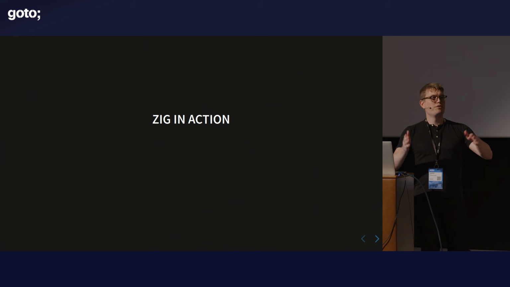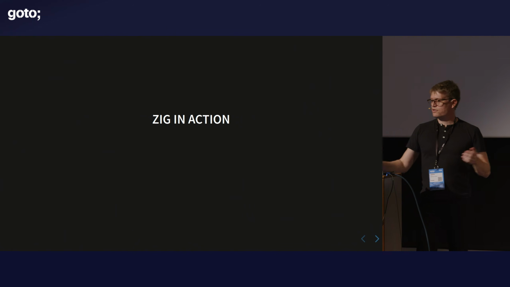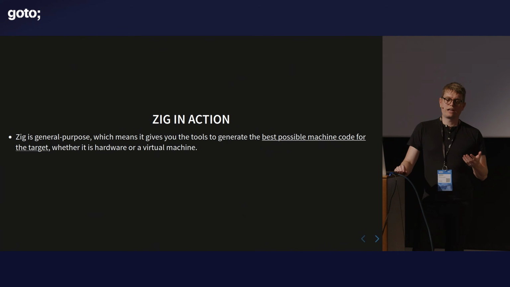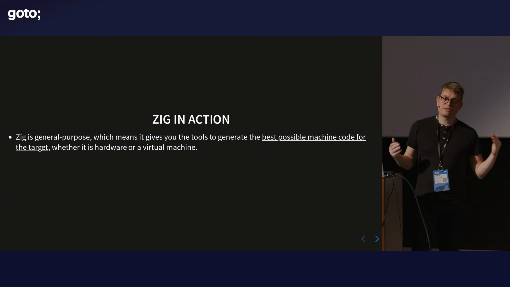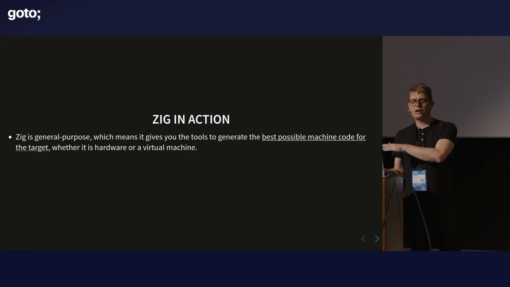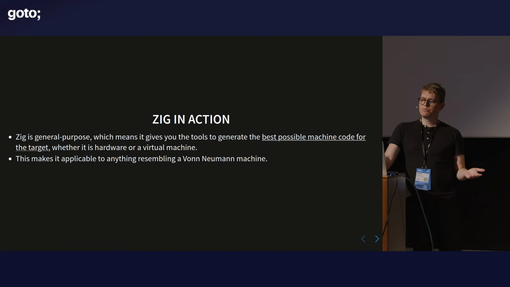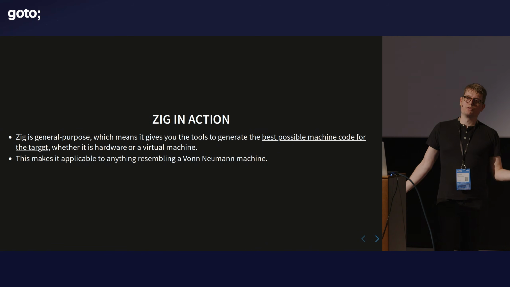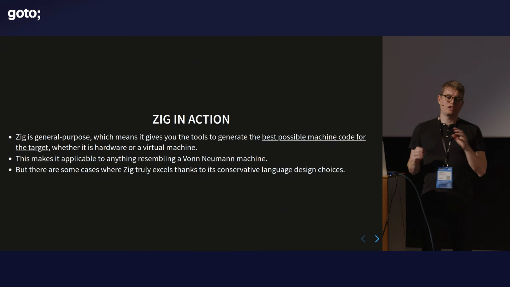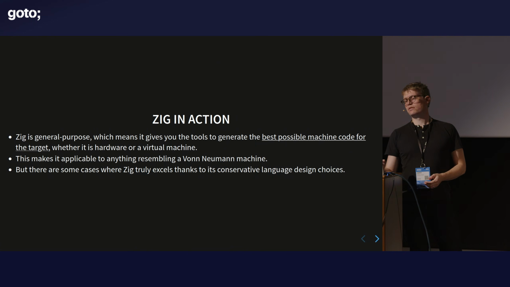All right, I'll show you now some other people who are using Zig to their advantage: Zig in the wild. Zig is a general purpose language, which means it gives you the tools to generate the best possible machine code for the target, whether that target is an actual piece of hardware or a virtual machine, such as WebAssembly. So it's applicable to anything resembling a von Neumann machine, which is most computers. But there are some cases where Zig truly excels, thanks to its conservative language design choices.